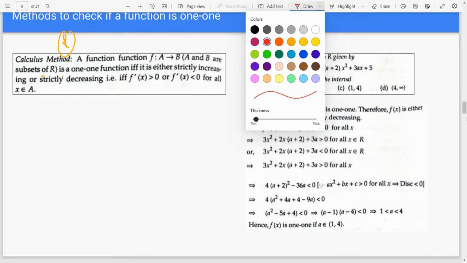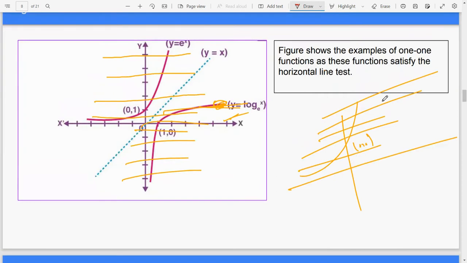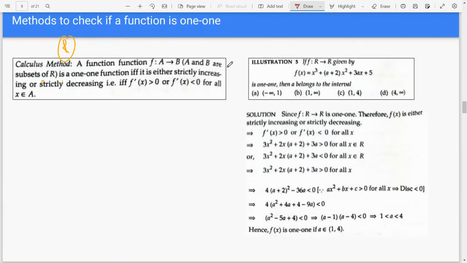So if you check the graph of a one-one function, you can see that a particular curve is either increasing or decreasing. If you see the curve of y equal to f(x), you can see that this curve is increasing. If you see the line y equal to x, this curve is also increasing. And the curve of y equal to log x is also increasing. So it means that any graph which is a one-one function will be either strictly increasing or strictly decreasing. So this fact we will use.